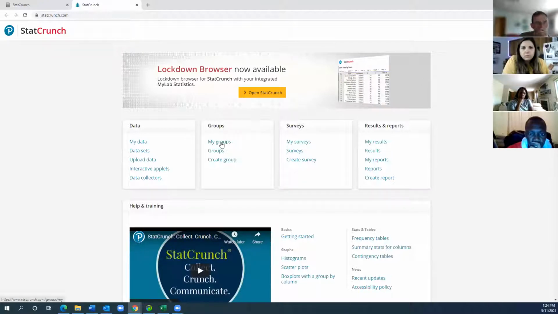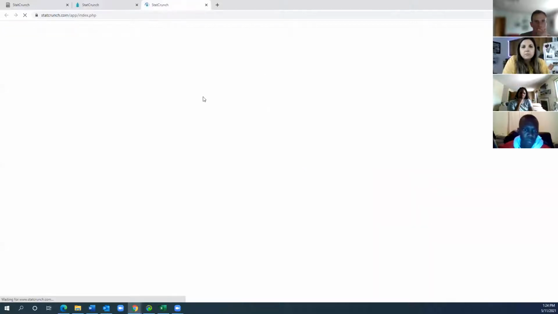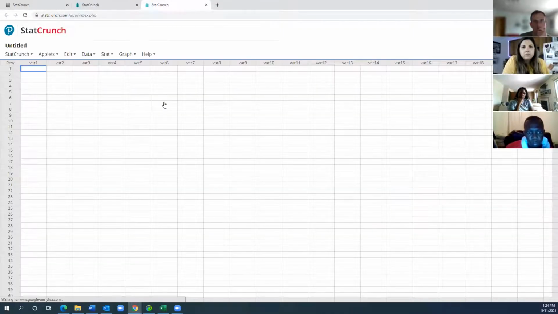So you can click on My Groups if you'd like. If you want to just start working in the calculator, you're going to click on this yellow thing that says Open StatCrunch. And you'll open that, and that's where you're going to work when you fill out the course pack pages for my YouTube videos, and then things that we're going to work on today.